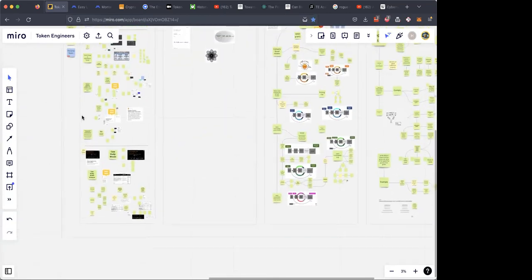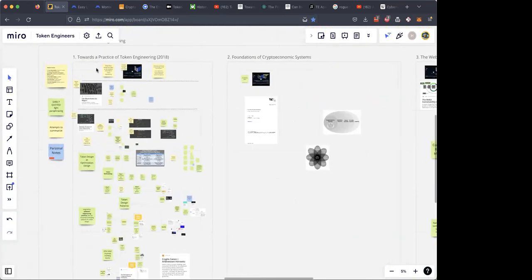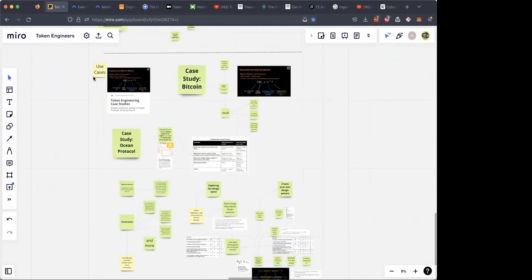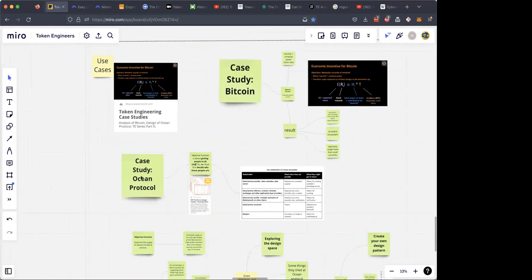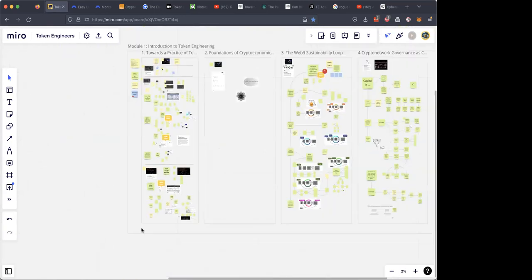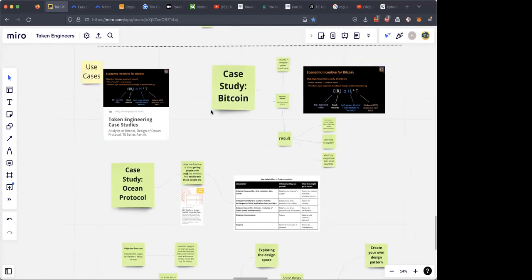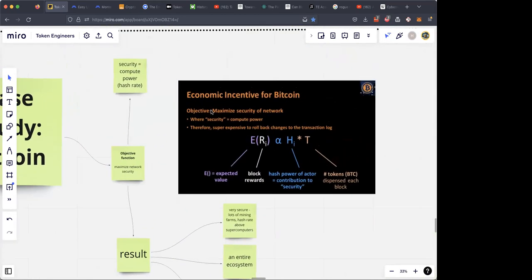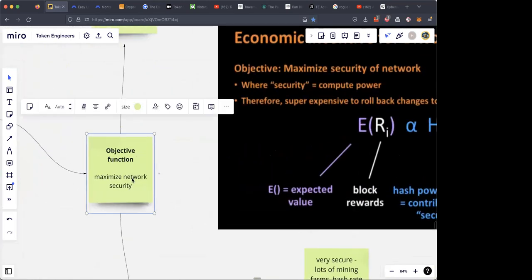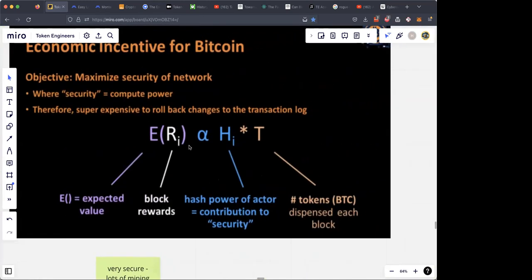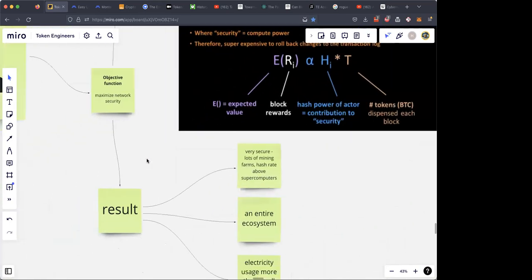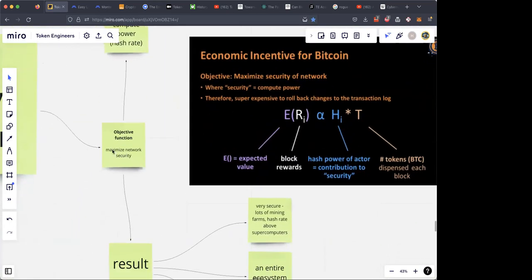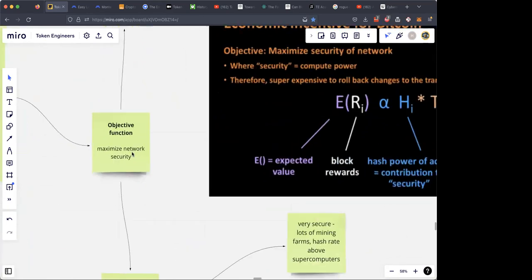And the final paper in this, Towards the Practice of Token Engineering from Trent, is a case study of Bitcoin and a case study of the thing that he was building, called Ocean Protocol. The first thing, Bitcoin: you already talked about it, but the objective function is to maximize network security. It's a very simple function. Security is compute power, that's how it defines security here, and the objective is to maximize it. And I think there are no constraints. There's only this objective function of maximizing network security.